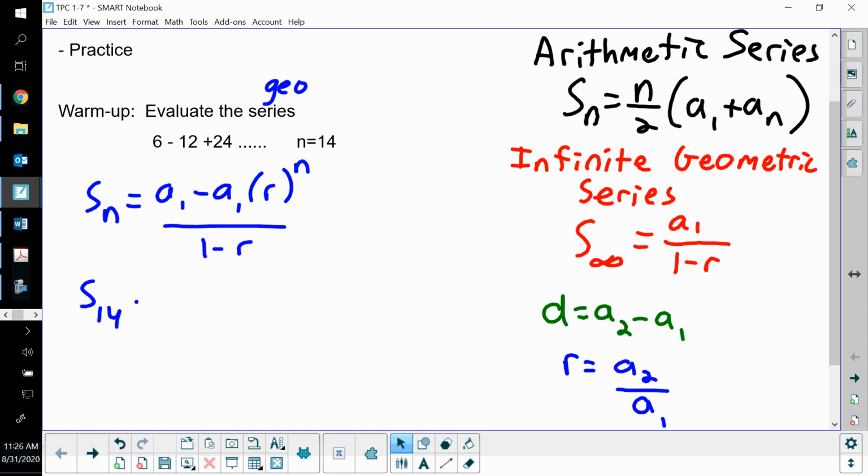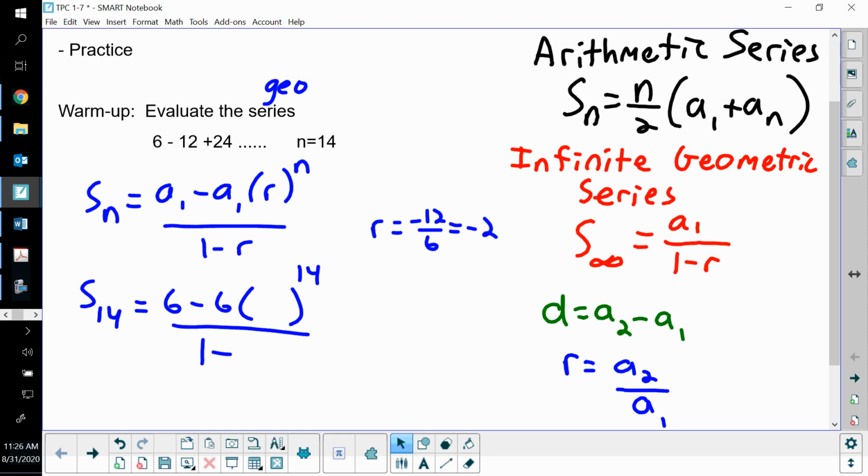So we're going to have S14, our a1 is 6 minus 6 times our r, we'll figure that out in a second, to the 14 over 1 minus whatever our r is. So we have right here next to us, our r formula is a2 divided by a1. So we're going to have negative 12 over 6, which is just negative 2. So this is why it's important to put r in parentheses. We want that negative 2 in parentheses raised to the 14th. And it's minus a negative 2. So you could switch it to a plus if you wanted, or put it in as minus a minus.